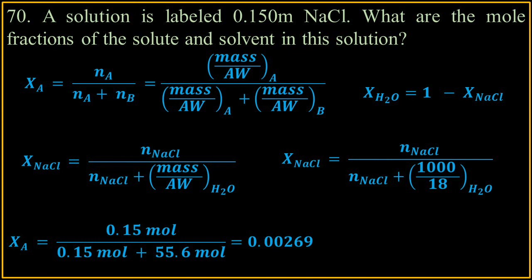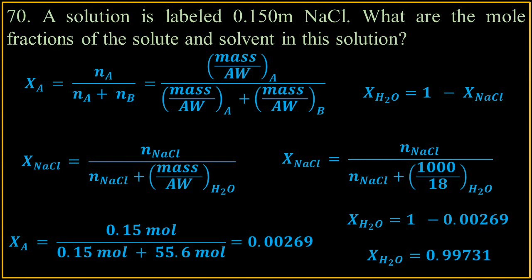0.00269. 1 minus 0.00269 would be the mole fraction of water. And if you put that in your calculator, you'll get a very large number relative to the mole fraction of sodium chloride: 0.99731. Mole fraction of water is 0.99731.